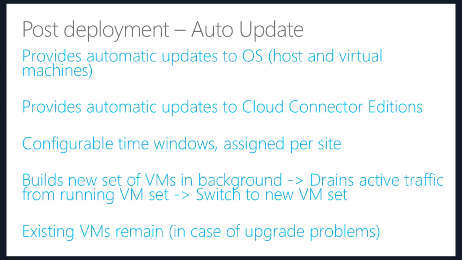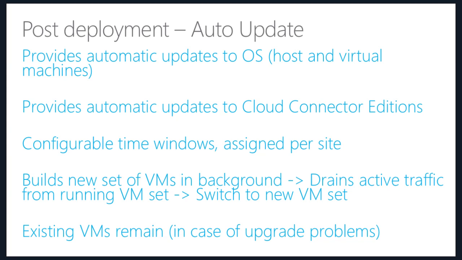First off, Auto Update provides automatic updates to the operating system, both of the host and the virtual machines themselves. But it also provides automatic updates to Cloud Connector editions, right? So the current edition right now is 1.4.1. Whatever the next edition is that comes out, we would provide an automatic update process to deploy that new version. Now, this happens in configurable time windows that are assigned on a per site basis. So you as the tenant administrator can go in and define the exact time window that you would like the Cloud Connector appliances to use to perform these various updates.